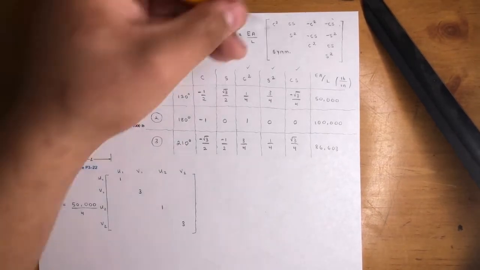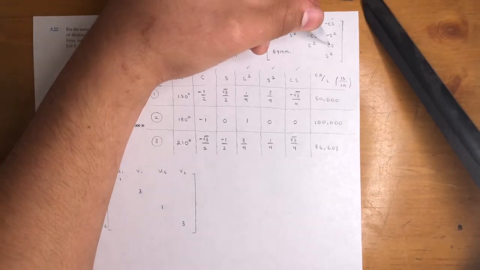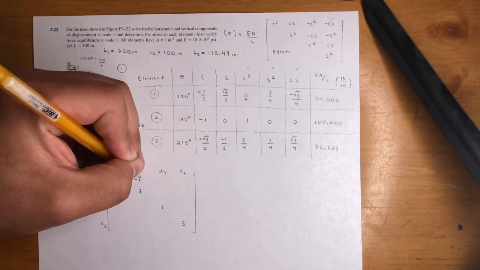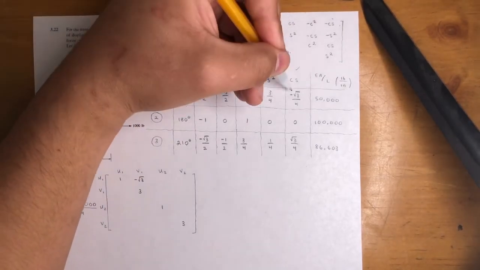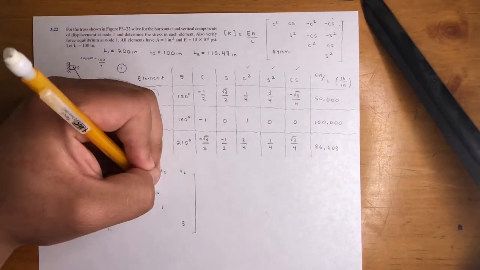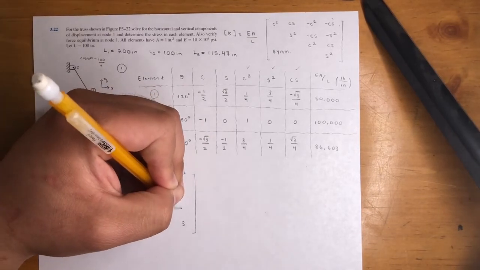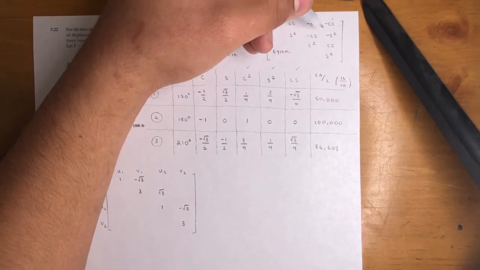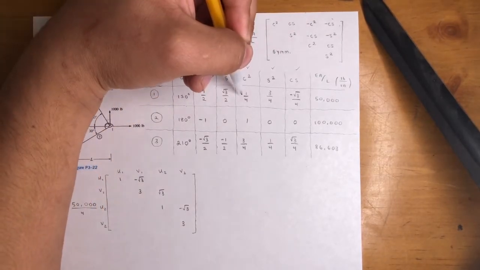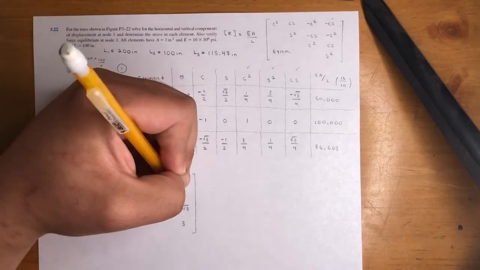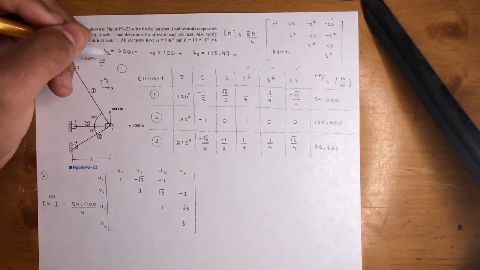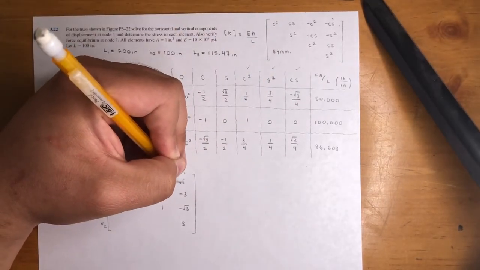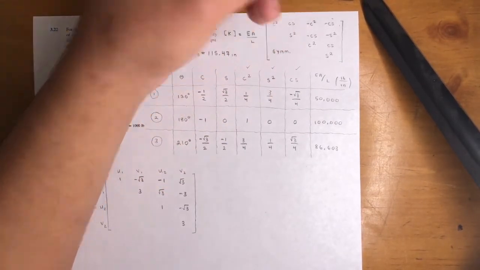Okay. Next one is CS, negative CS, CS. That is negative radical 3. Don't let the signs confuse you, okay? It says positive here, but it's negative here. So it becomes negative here, positive here, negative here. And then finally, negative C squared, negative S squared. So it's negative 1, negative 3. Okay. And finally, negative CS, which is radical 3. Again, those negatives cancel each other out.